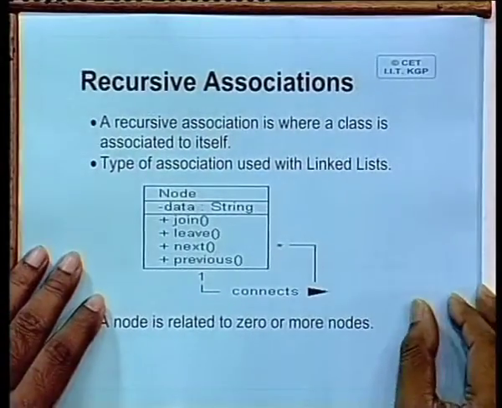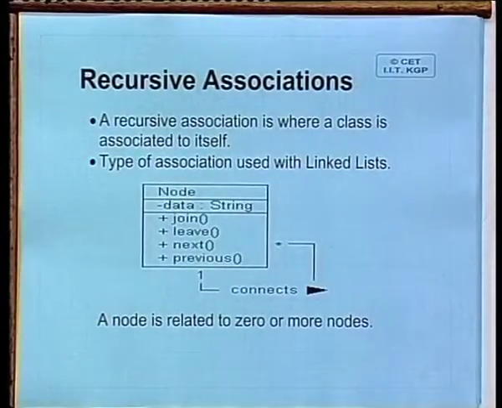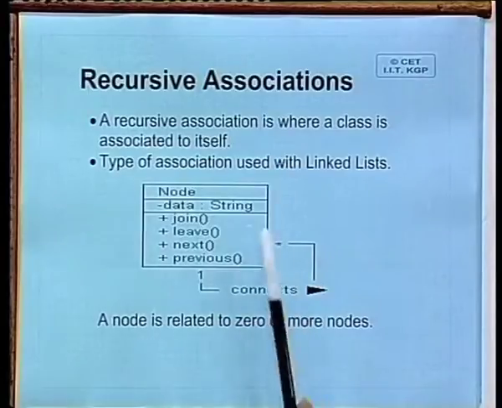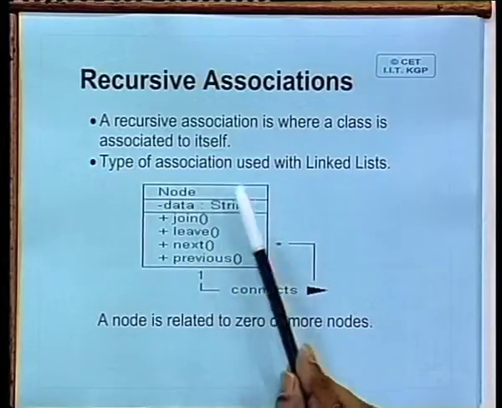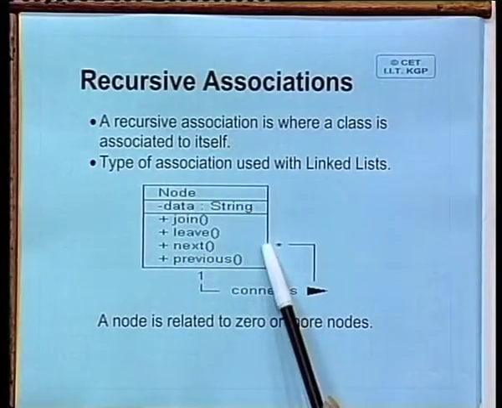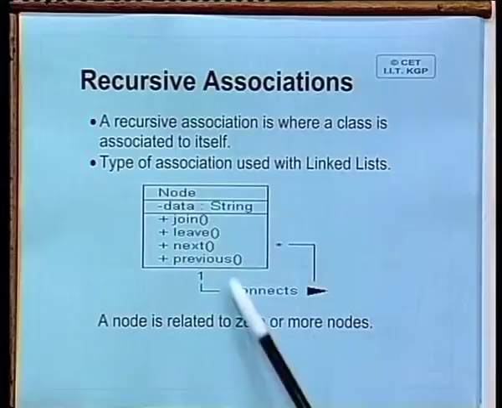One such association is known as the recursive association. What is a recursive association? Where you connect to itself. A recursive association is where a class is associated to itself. It is a kind of self association which is also allowed. It is the type of association used with a linked list. Basically we have a number of nodes, and a given node can actually be connected to another node.